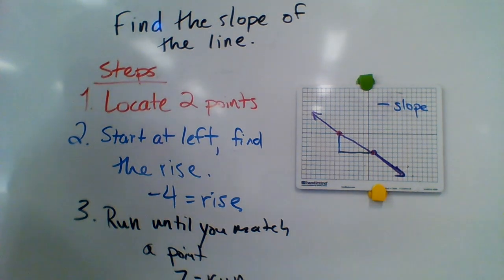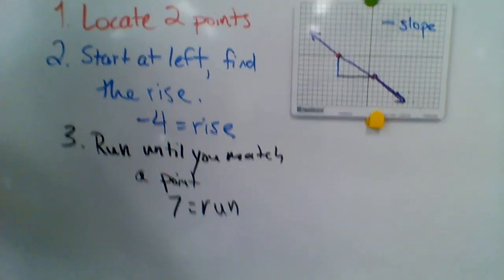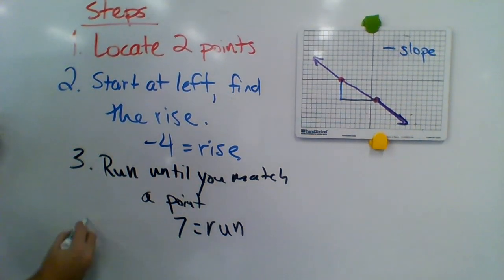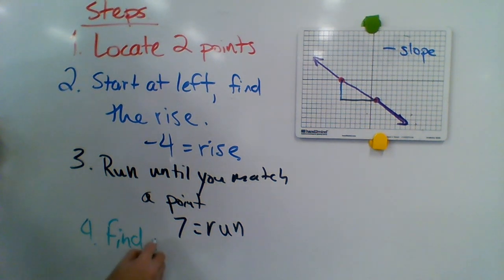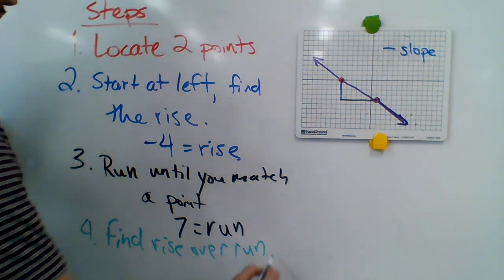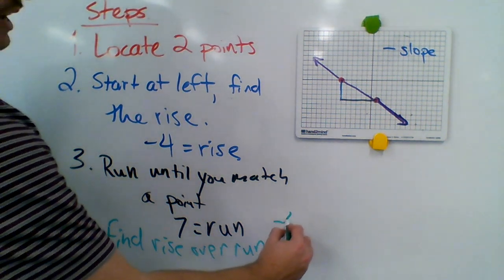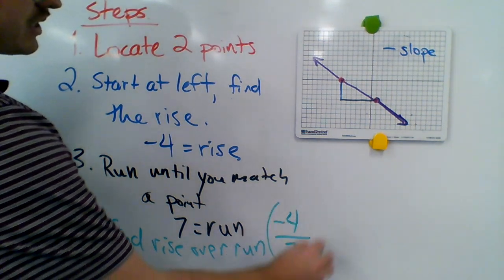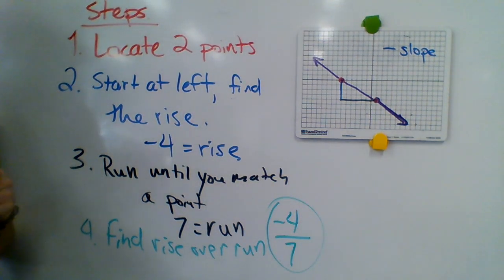I'm sure you can guess what step number 4 is going to be. Let me move you down a little bit. Step number 4 is find rise over run. So my rise is negative 4. My run is 7. That's as fully simplified as we can get it. Negative 4 over 7.